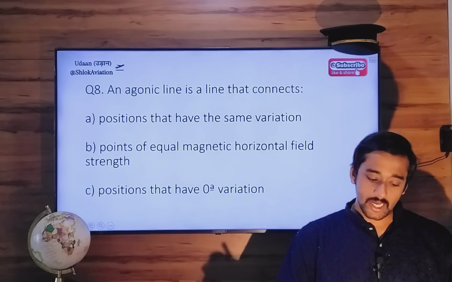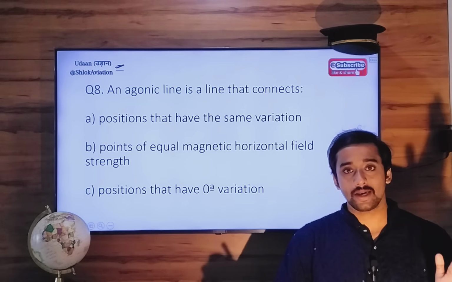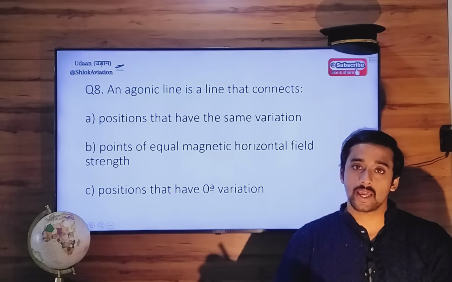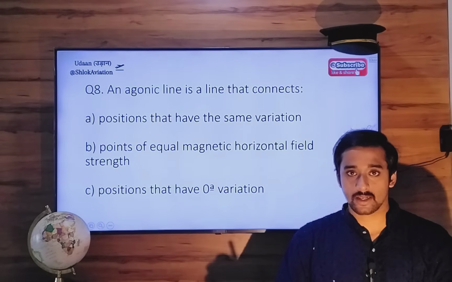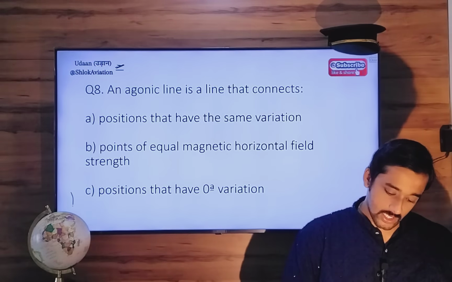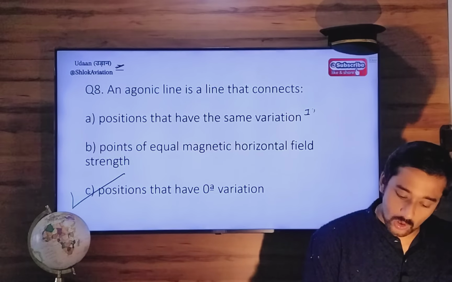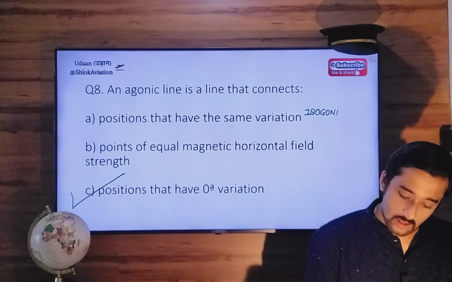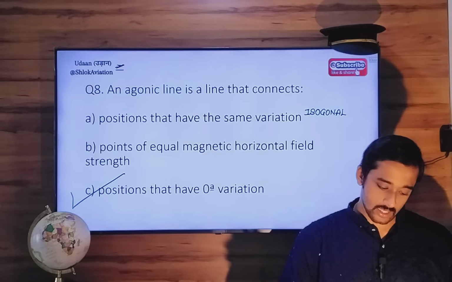Next. An agonic line is a line that connects what? There are two lines. Isogonal line: lines joining places of equal variation, and agonic line: lines joining places of zero variation. So an agonic line is positions that have 0 degree variation. Positions that have the same variation is isogonal. Positions of equal magnetic horizontal field strength. That's fine. Next, question 9.